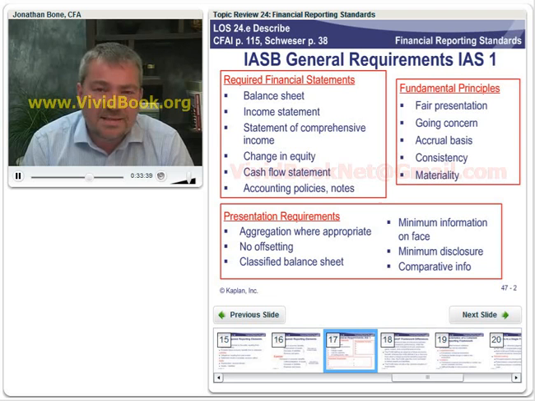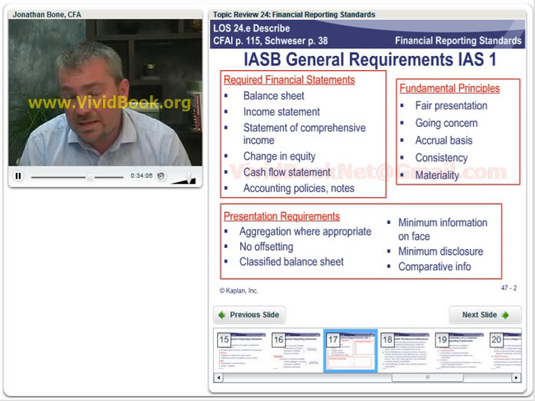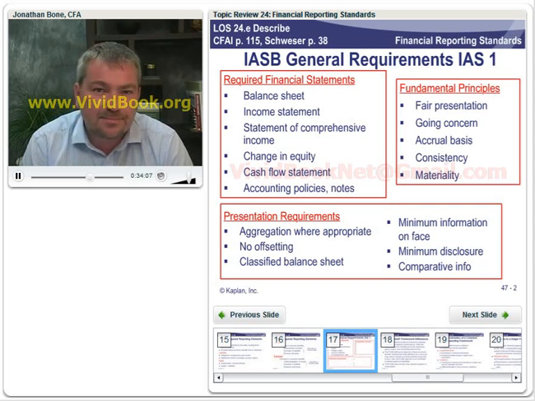No offsetting really means we are not allowed to offset or net, if you like, assets against liabilities unless we have a legal entitlement to do so. So for example, imagine that you have a bank account that has positive cash in one bank and you have another bank account held with another bank that's essentially overdrawn, i.e. has negative cash. You wouldn't be allowed to show the two netted against each other. Why? Because they're held with different banks. You'd have to show one as an asset, one as a liability.